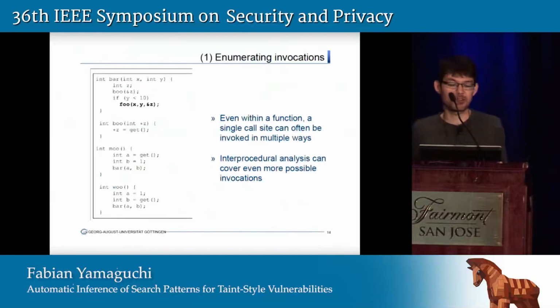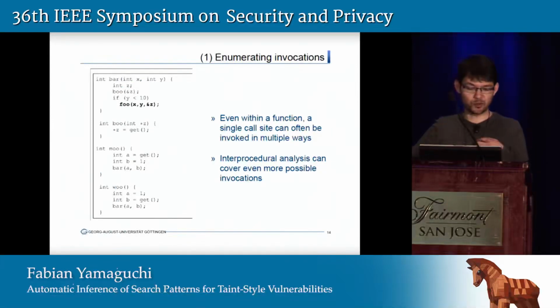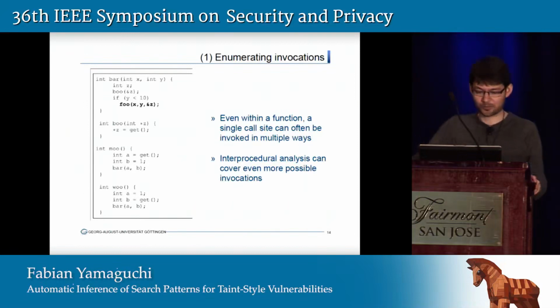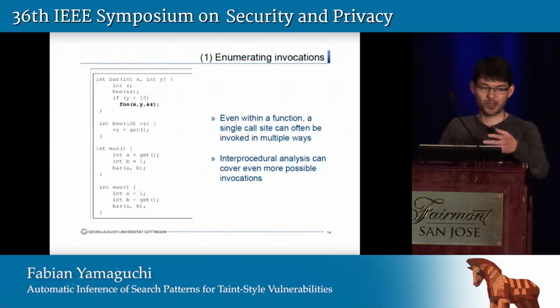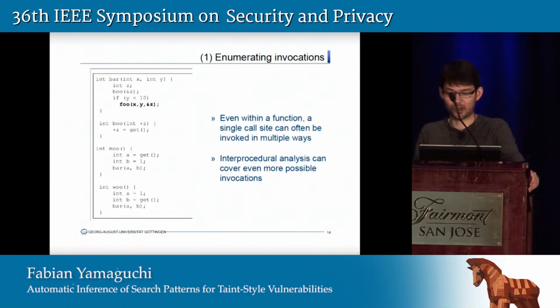Okay, so first of all, enumerating invocations. What I mean by invocation is, if you look at the call to foo here, which is inside a function bar, you will see that bar is being called by other functions. Here it's moo and voo. And you can imagine there are different cases of initializations for the variables x, y, and z. Particularly if you do interprocedural analysis, you can get more examples of how the parameters are initialized.